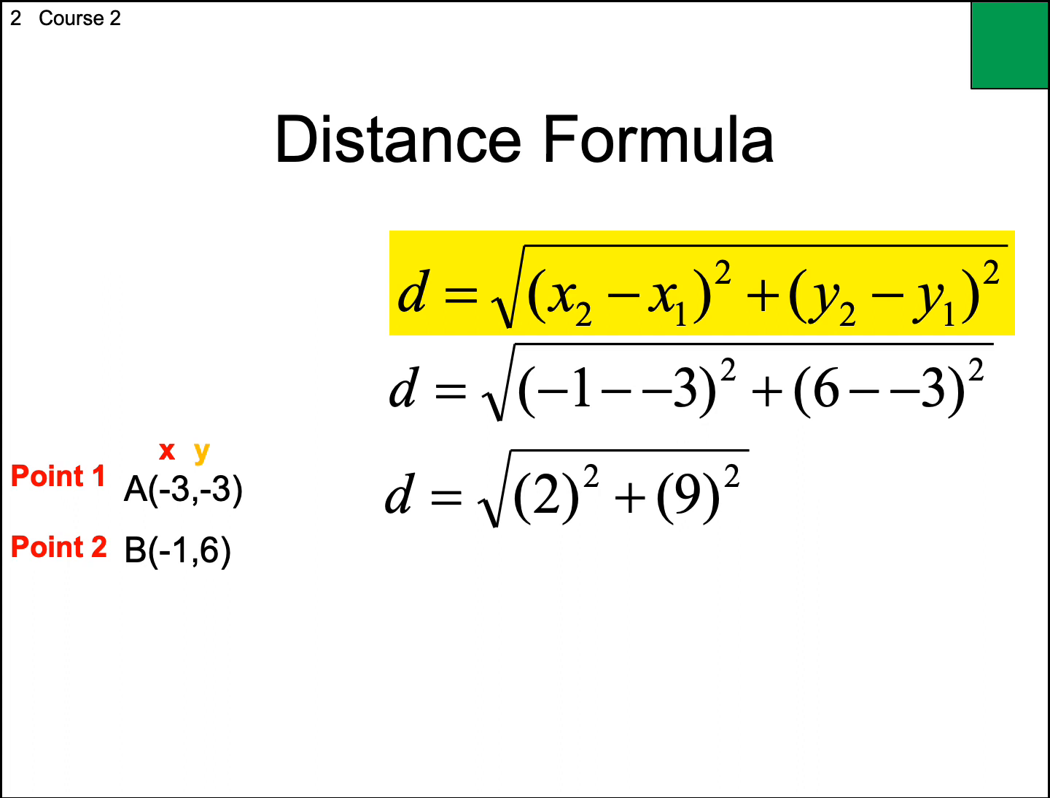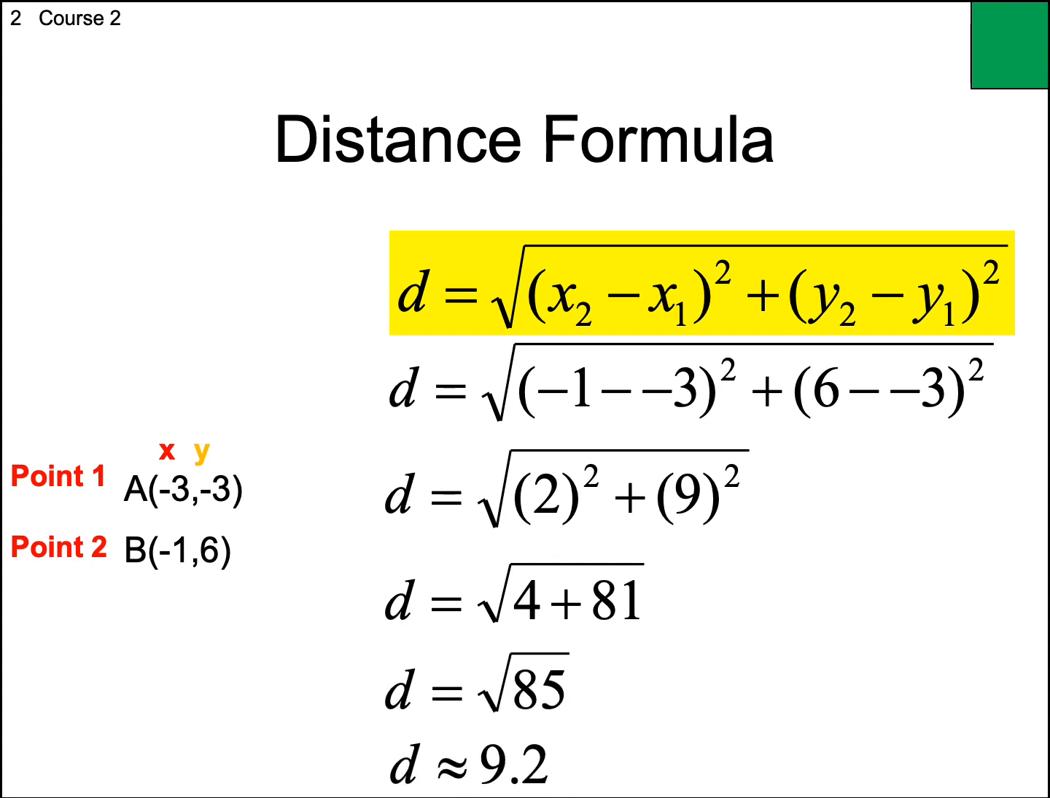Pause the video, logically think this through and see where I got 2 and 9 from. -1 plus 3. 6 plus 3. Two negatives make a positive. Okay? All right, 2 squared is 4. 9 squared is 81, which gives me 85. Grab the calculator. About 9.2. Did you get it right?